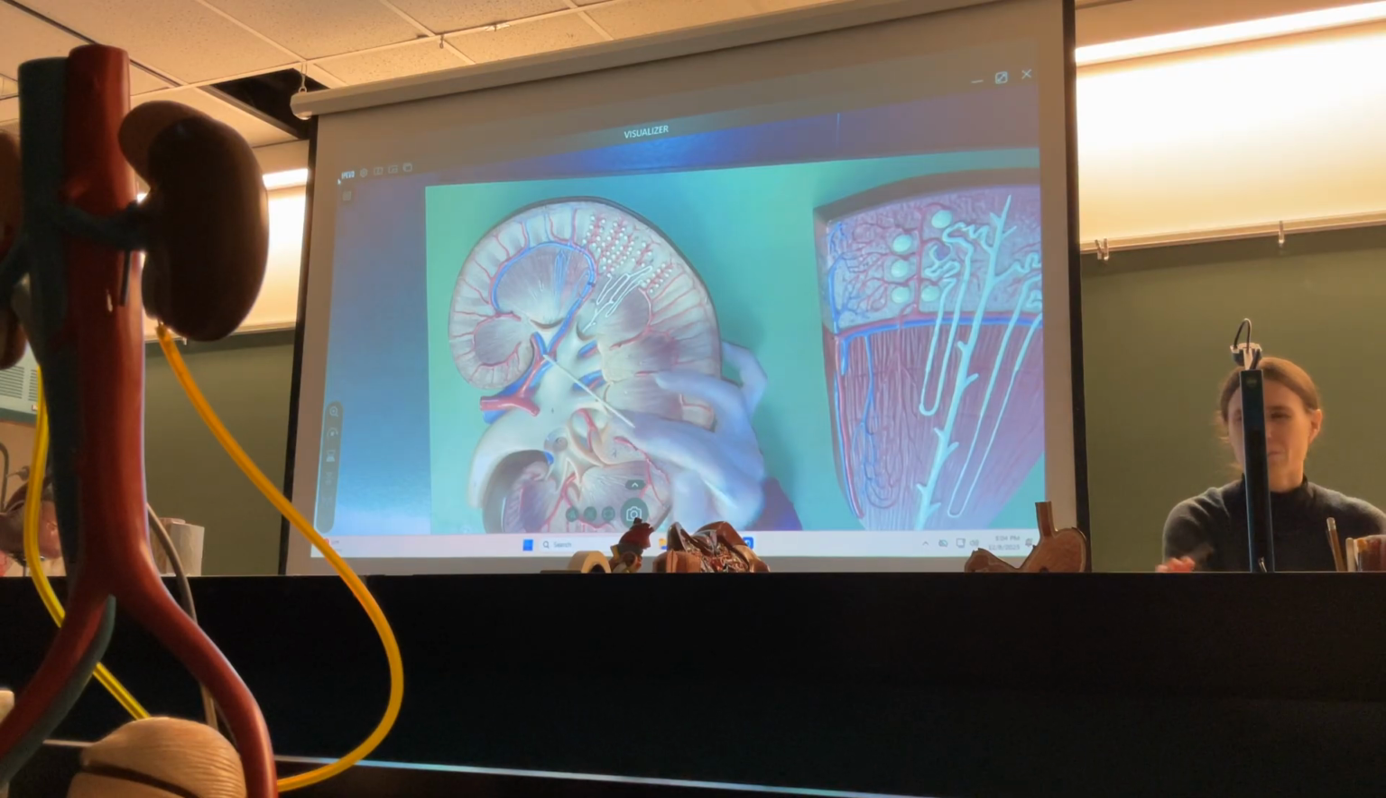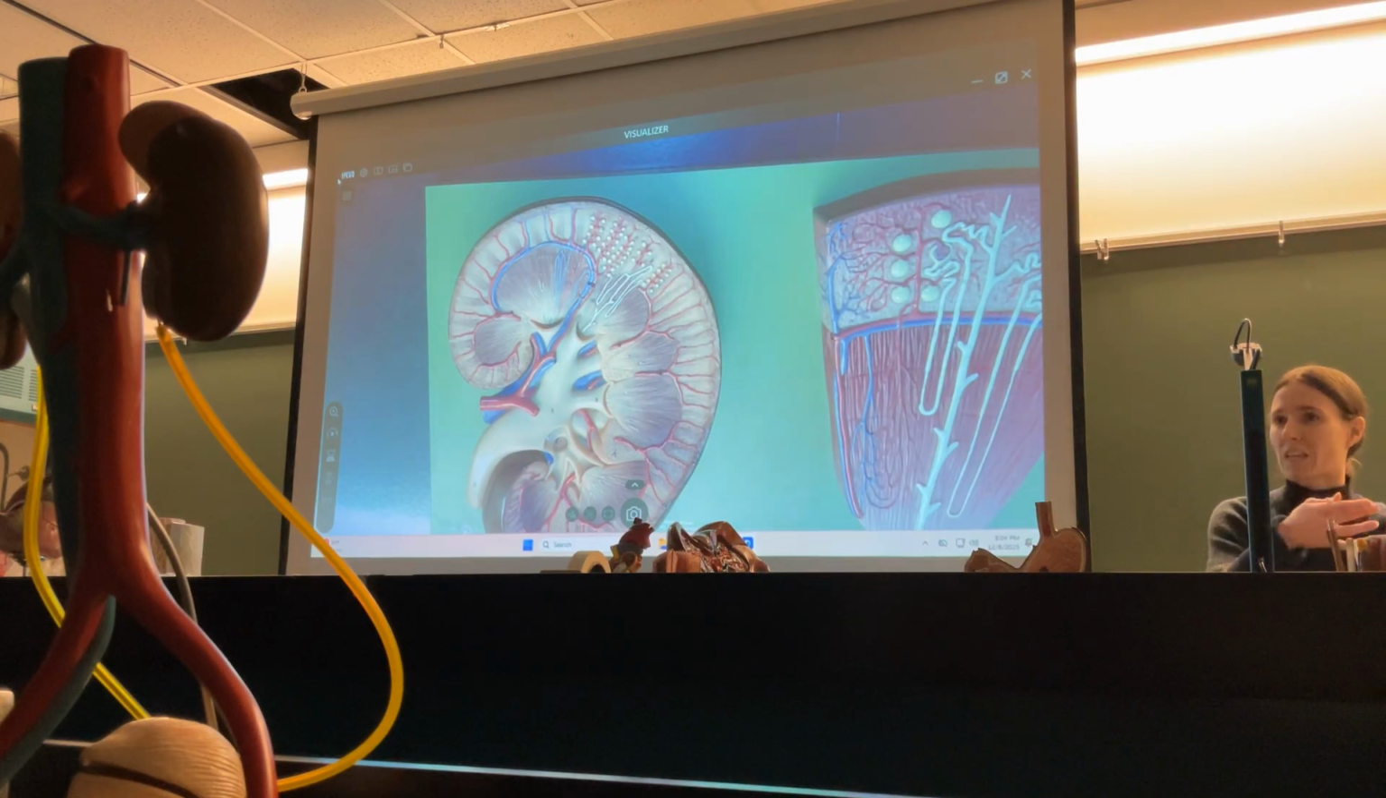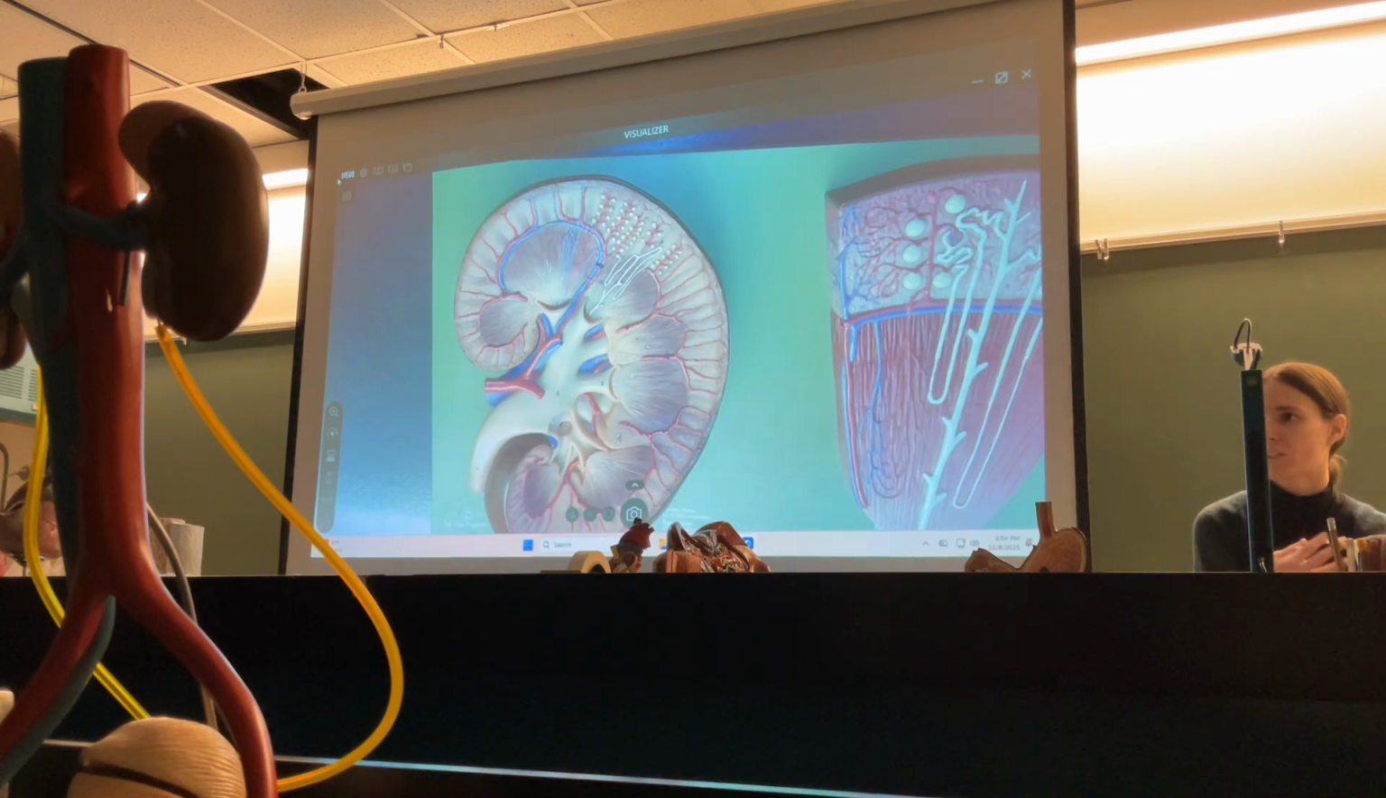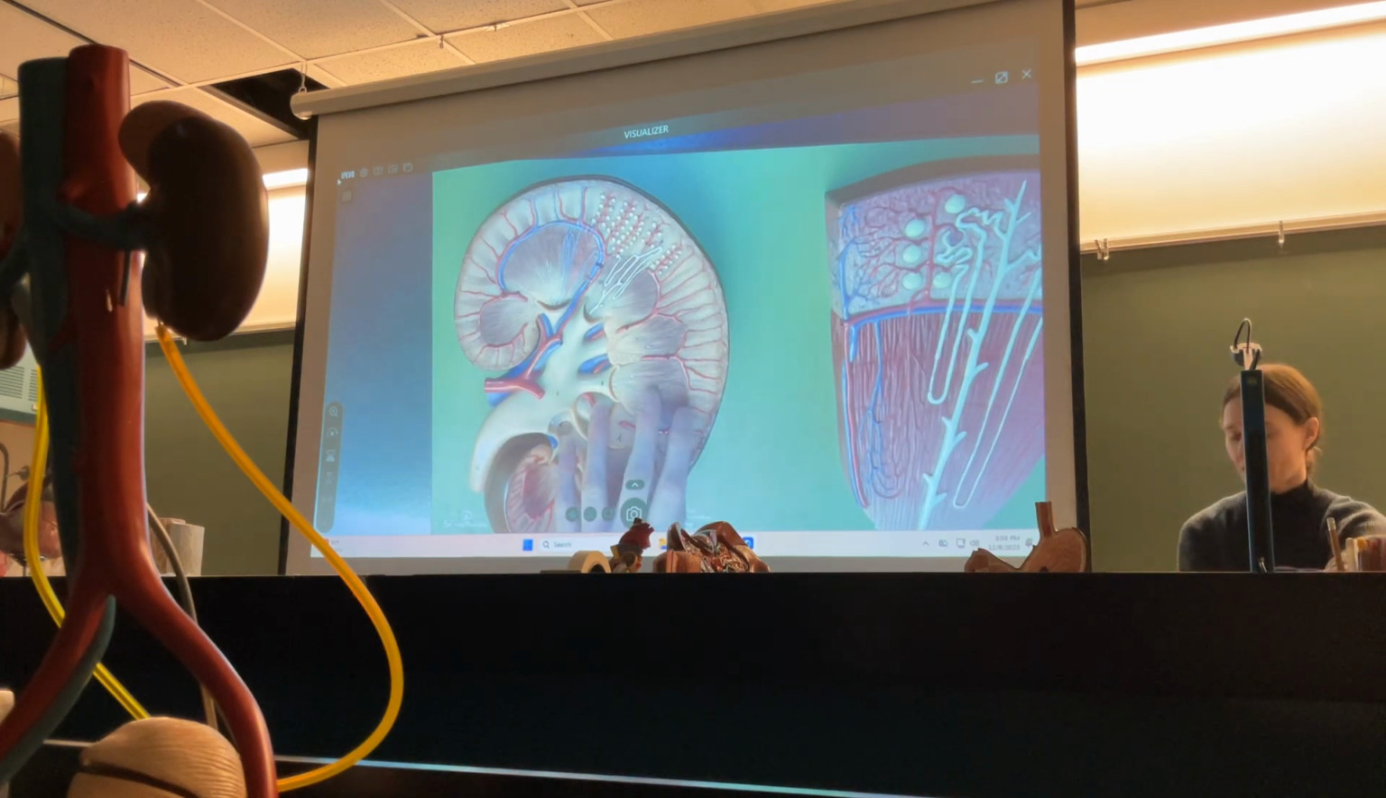Interlobar vein, and then for whatever reason we don't have segmental veins the way we had segmental arteries, so finally after that we're going to head into the renal vein. And the renal vein returns blood to the inferior vena cava.